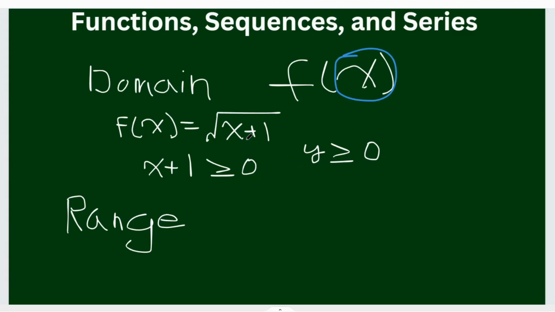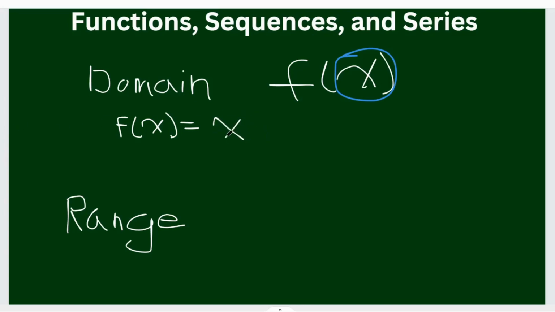Because if x is equal to negative 1, which is the smallest value it can be, then it's going to be 0 inside. And from then on, you can get values of y that are greater than 0. But in this case, you cannot have a value of y that is smaller than 0. No matter which value of x you input, there is no way you can get a value of y that is smaller than 0.